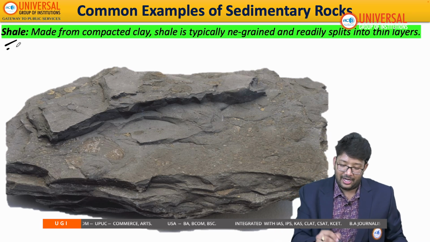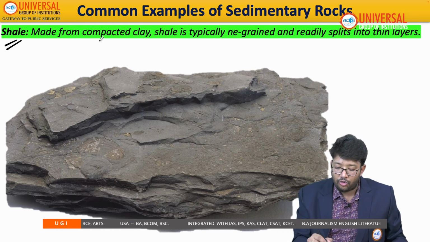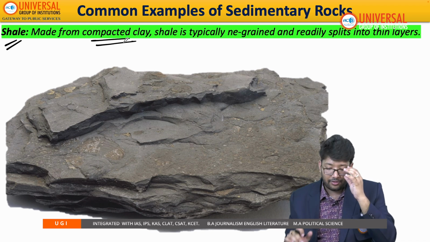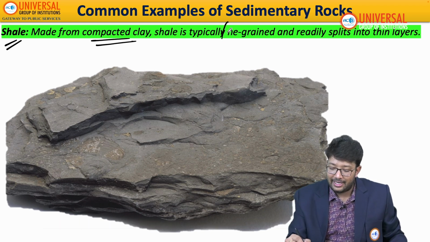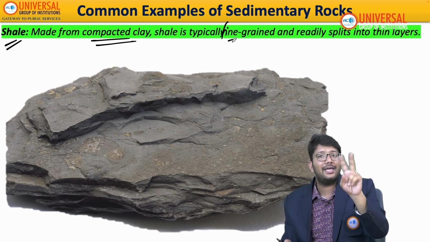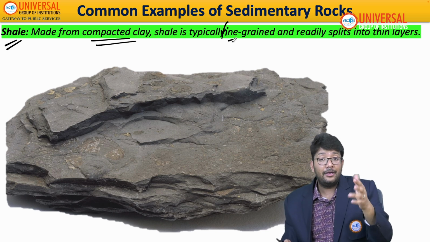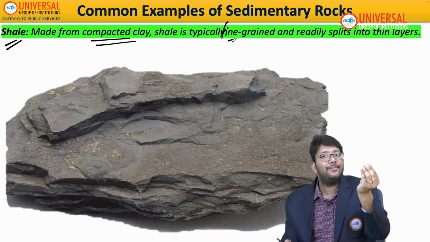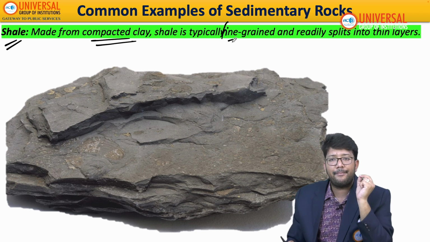Second example is shale. Shale is made up from compacted clay. When the clay is getting compacted, shales are formed. Shales are generally fine grained. Grains are of two types: coarse and fine. In coarse grain, the texture will be bigger, crystals will be bigger, and fine means very minute particles.